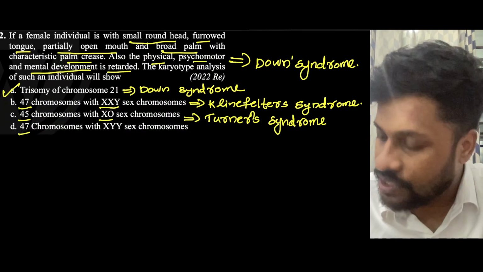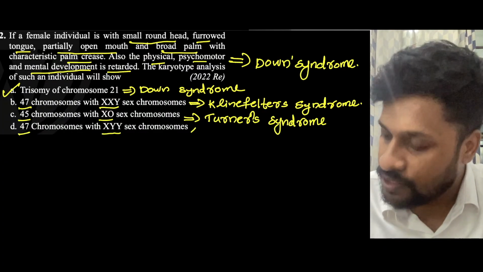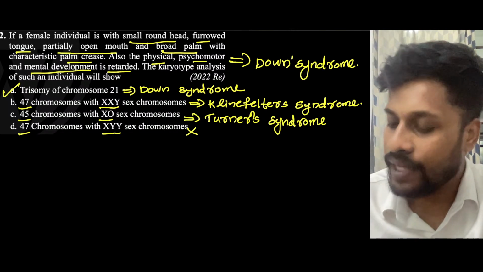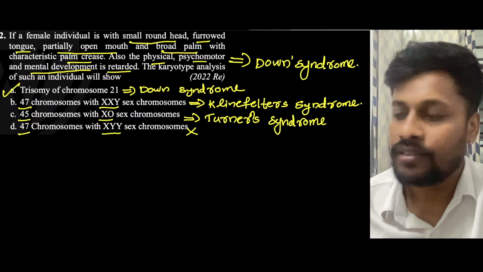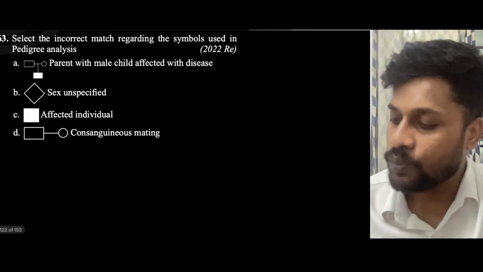Now, 47 chromosomes with XYY. This is not relevant for you. So, the answer will be option A. Right? Very good, guys. Next one.